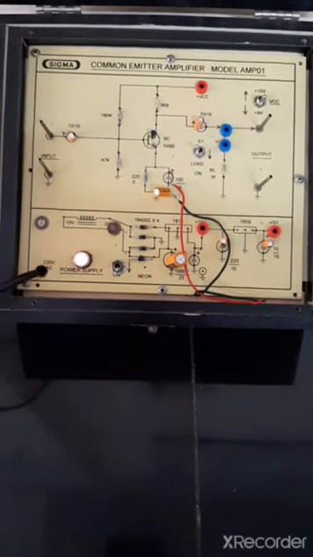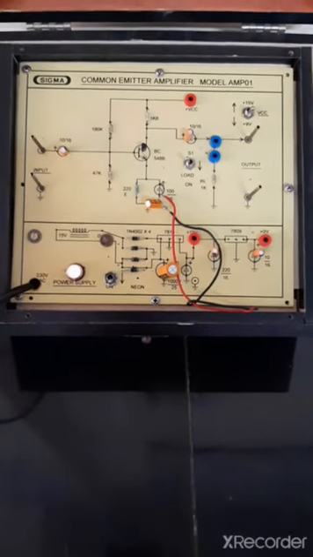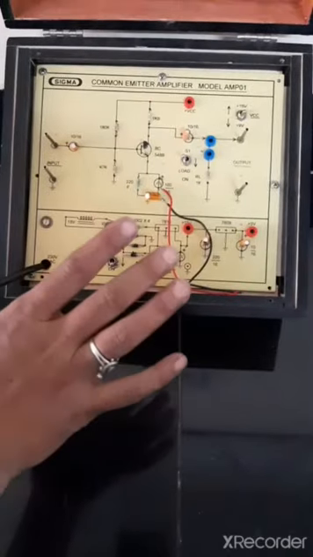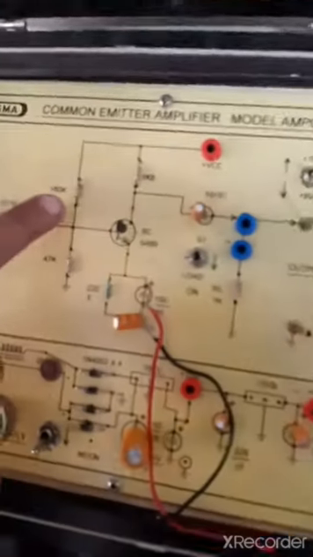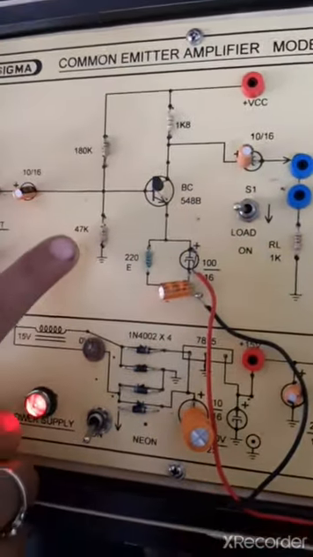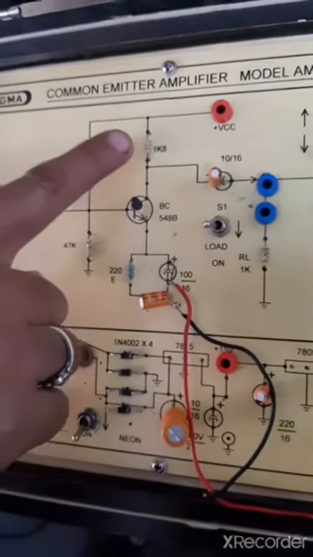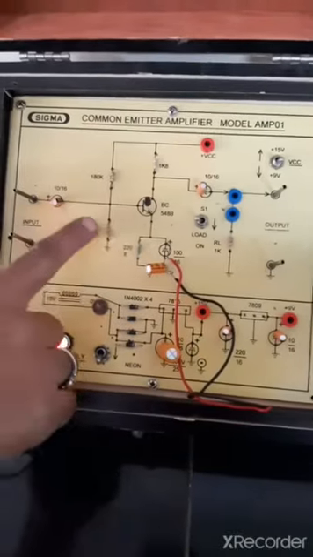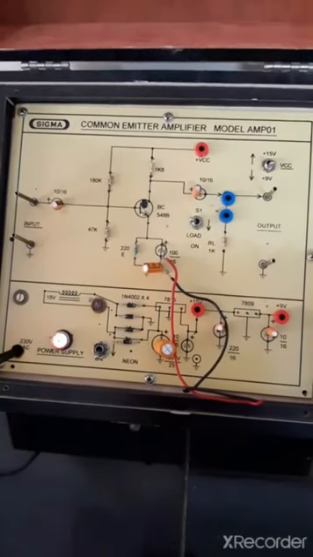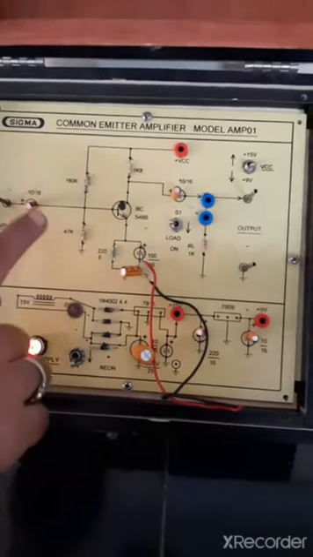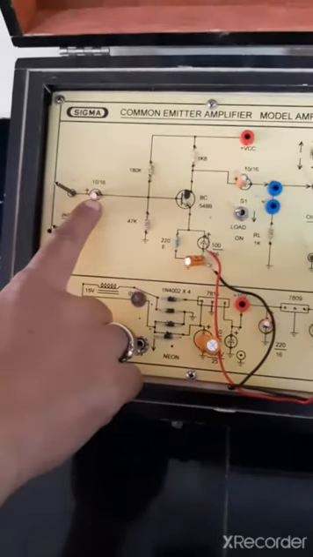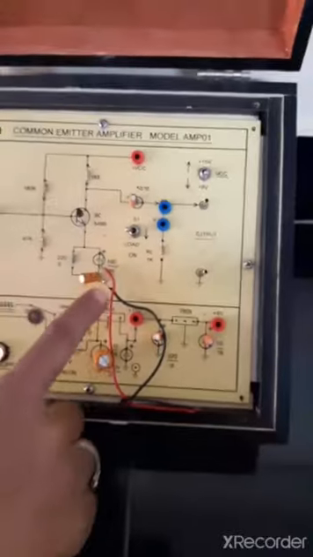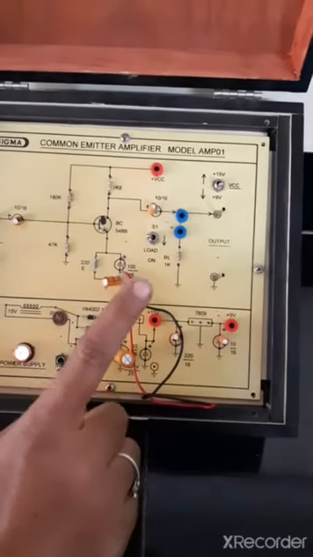Today's first practical is a single stage common emitter amplifier. This is your simple circuit diagram. In that we require 4 resistors: R1, R2, RE, and this is your collector resistor RC. R1, R2 and RE are used to bias the transistor in the active region. We also require 2 capacitors, C1 and C2. These are the coupling capacitors and this capacitor is a bypass capacitor.